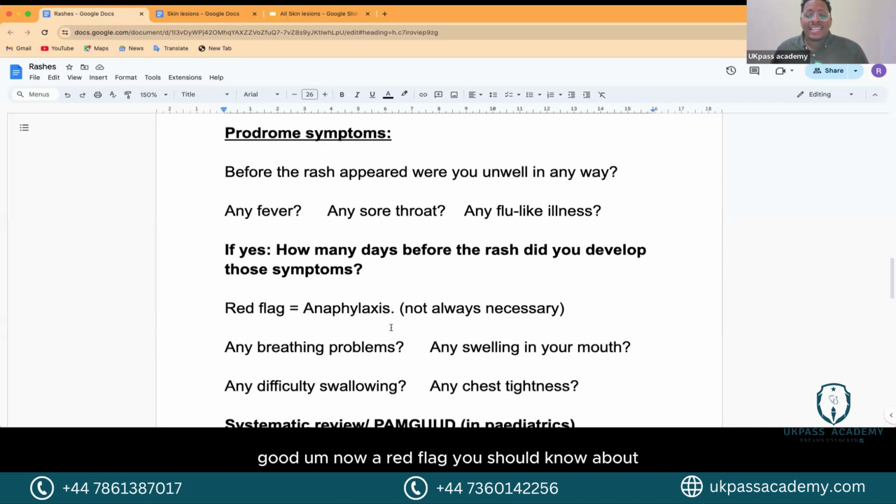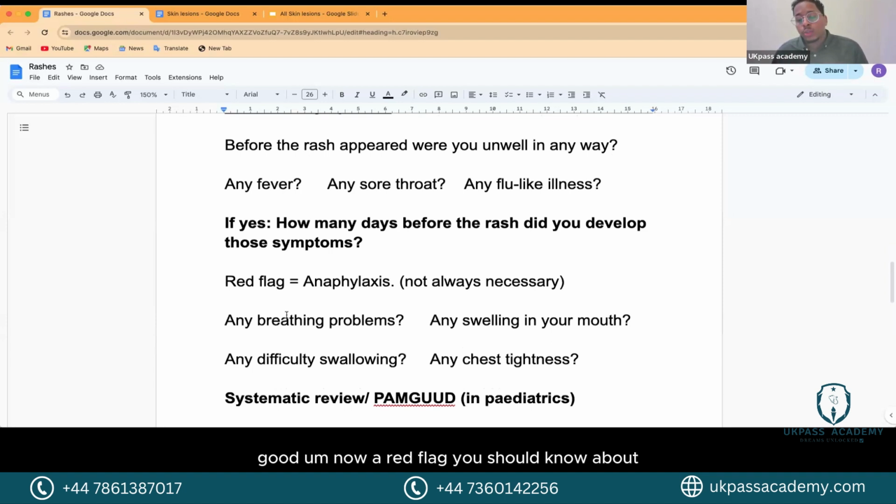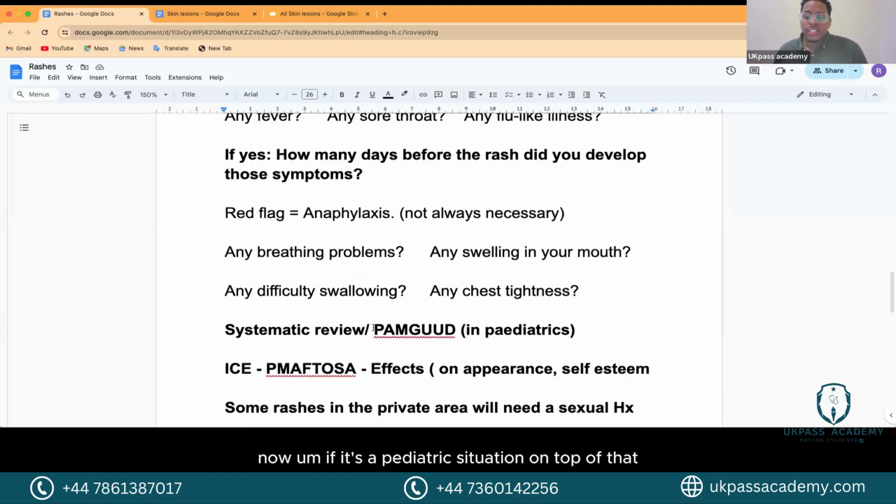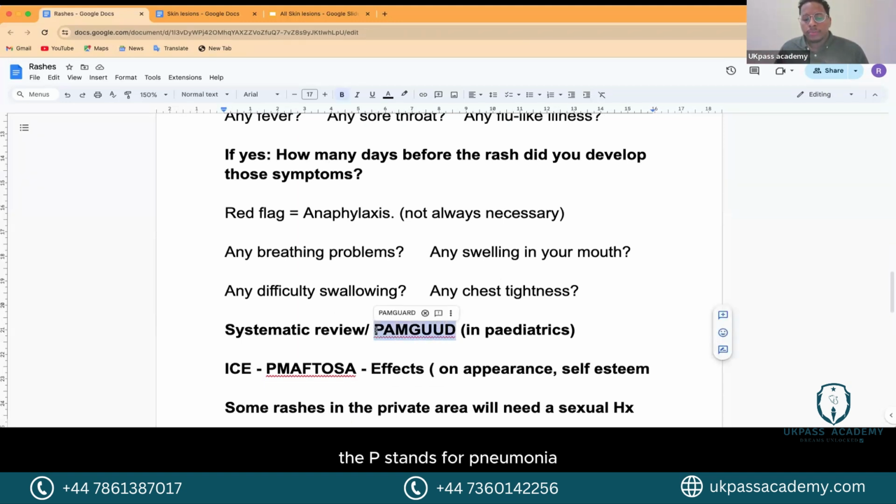Good. Now, a red flag you should know about for rashes includes anaphylaxis. Okay, so you do need to cover, not all the time, but you may need to cover breathing problems, swelling, difficulty swallowing, and chest tightness. Now, if it's a pediatric situation, on top of that, you should cover your common pediatric infections. The P in PAM-GUD, the P stands for pneumonia. Okay, the A stands for acute otitis media. Okay, the M stands for meningitis.